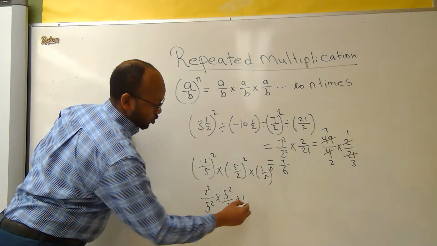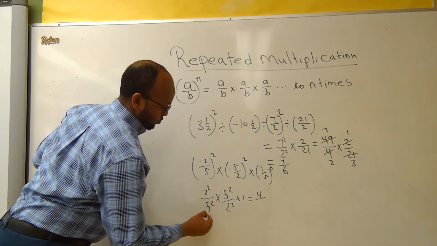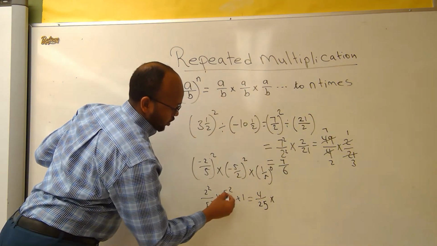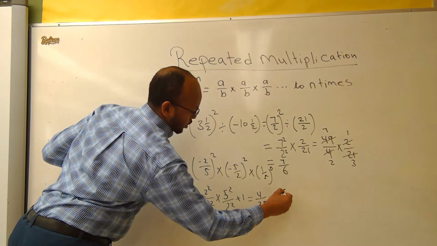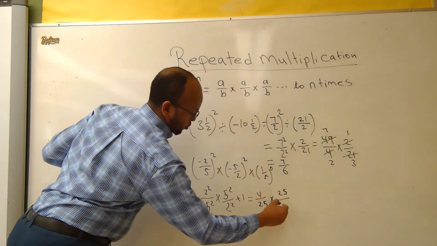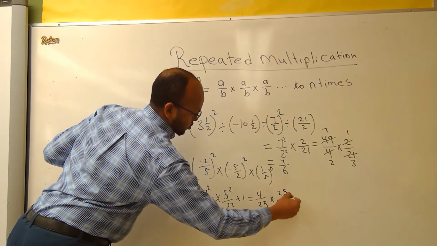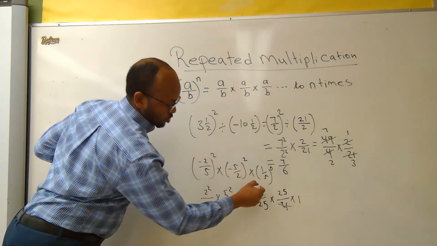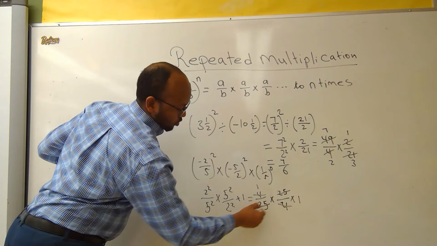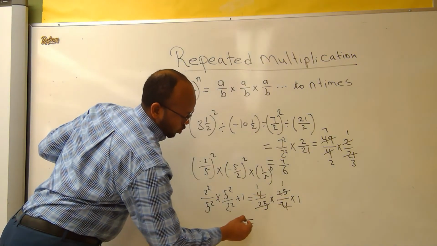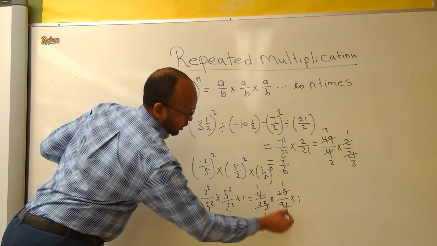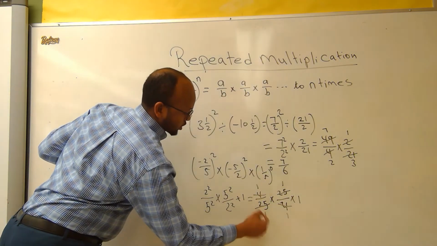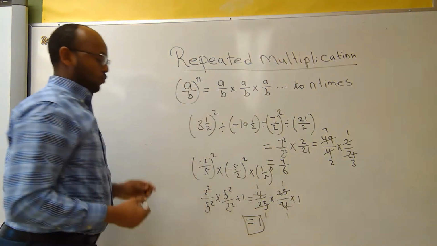So 2 square will be 4. 5 square will be 25. Times, here 5 square is 25 again, and 2 square will be 4 also. Times 1. Look here, this is 4 and 4 is gone, so the answer is 1. This is 25 and 25 is gone, the answer is 1. So you have 1 times 1 is 1, times 1 all is 1. So your answer for all of this here is 1.